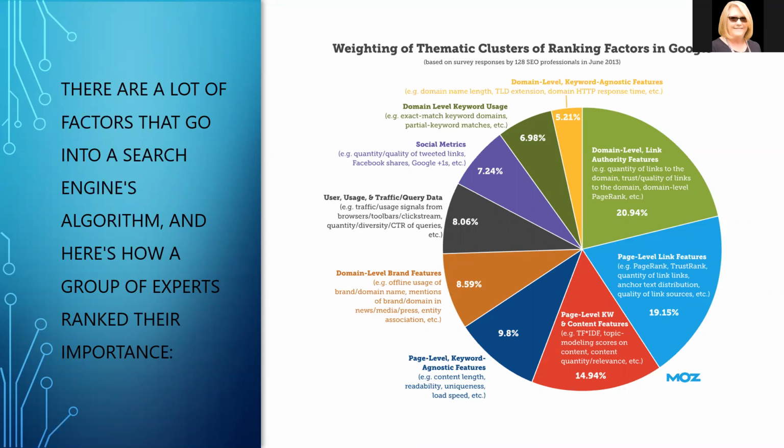And then the third one is page level and content features. So what is the score for that page? What kind of content do you have? What kind of relevance does it have to the query that has been asked? Is it original content? It's going to look for all kinds of things, and we're going to talk about that more as we get down.